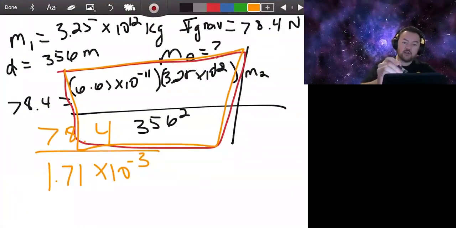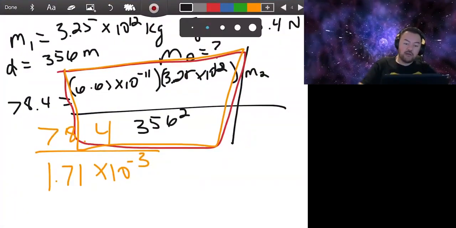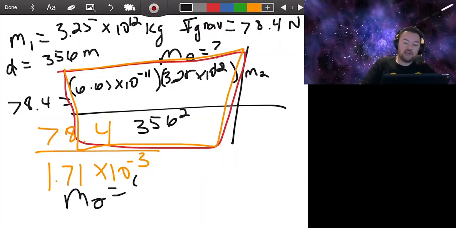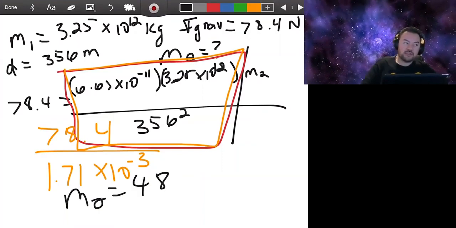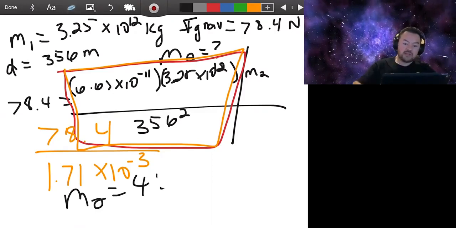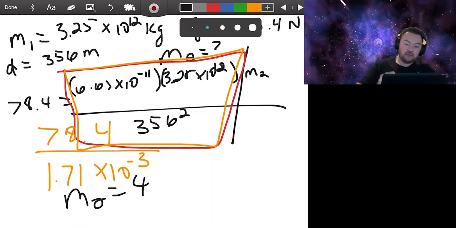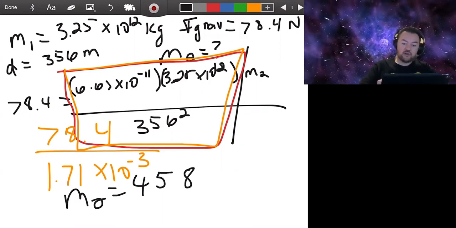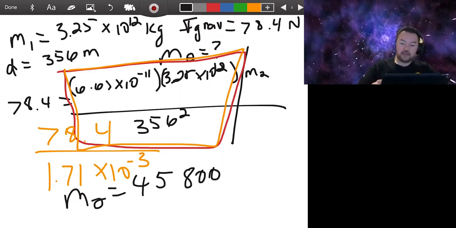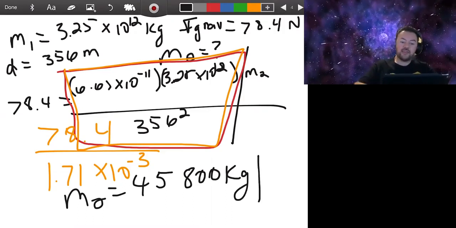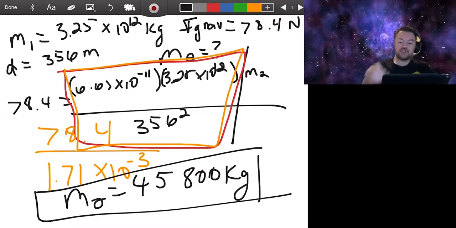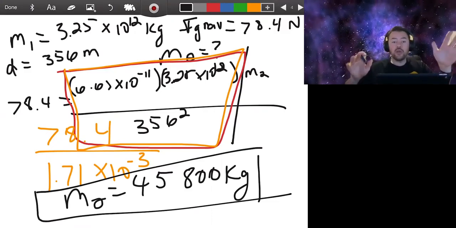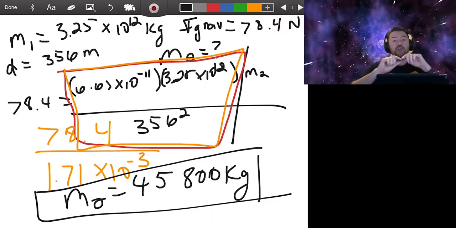Let's go back to our board. Our mass 2 should be 45,000. That's not a 5. So erase that again. Okay, there we go. I love this program. This is awesome. Teaching virtually is amazing. Kilograms. And that is the answer to question number 3. So hopefully that helps you out.